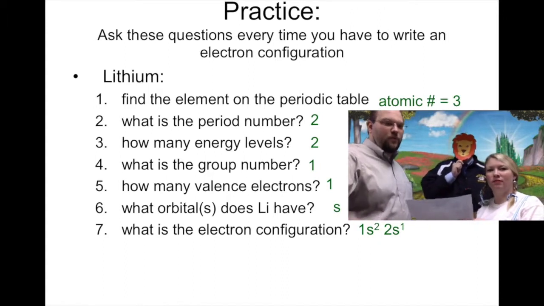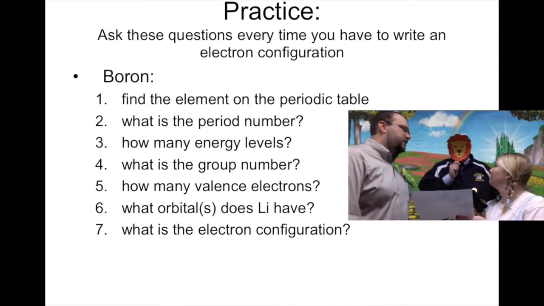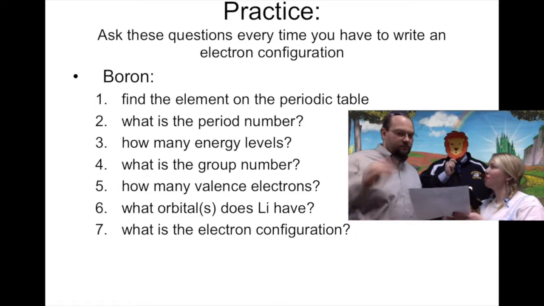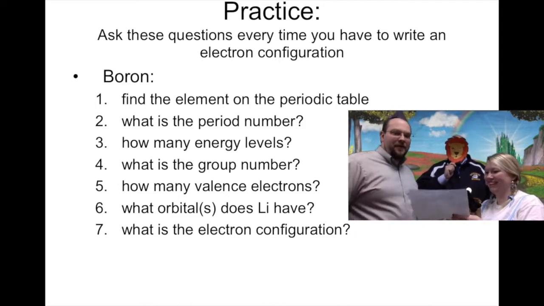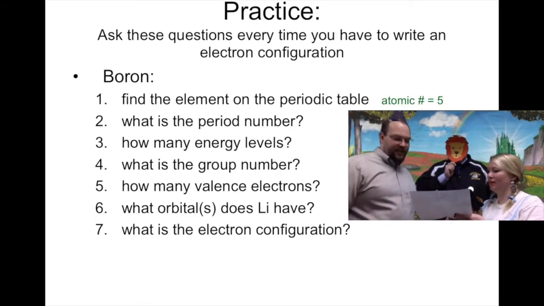All right, let's try one more. Let's try boron. So find boron on the periodic table. B. That's way over to the right. Good. Yes. It's number 5.